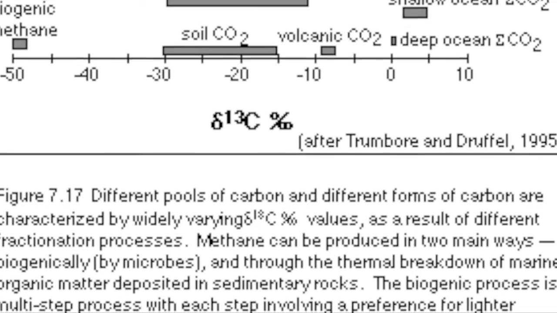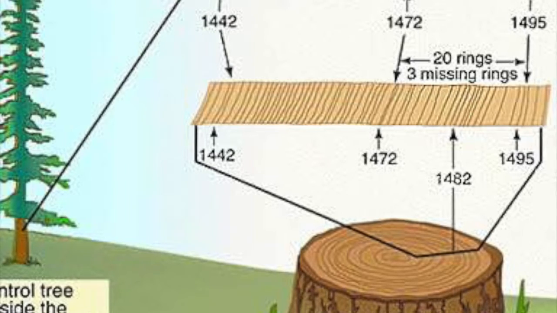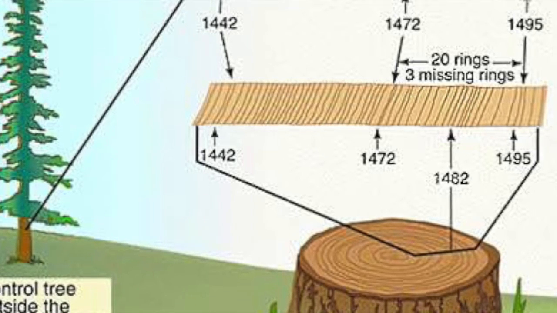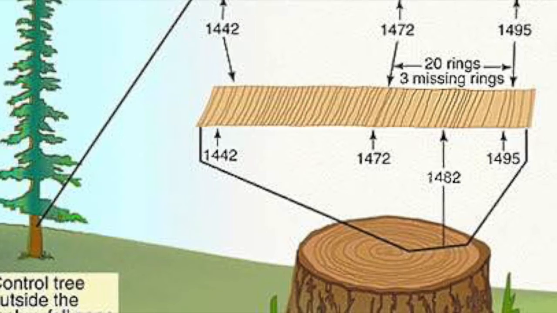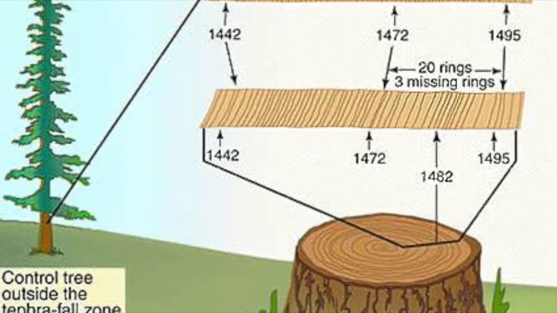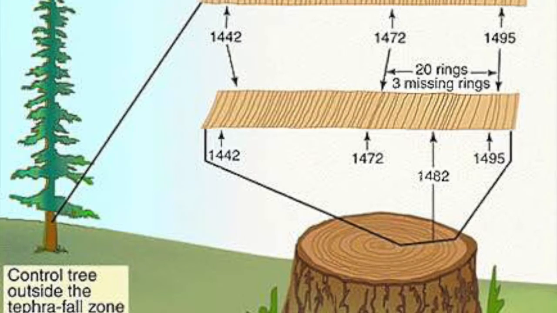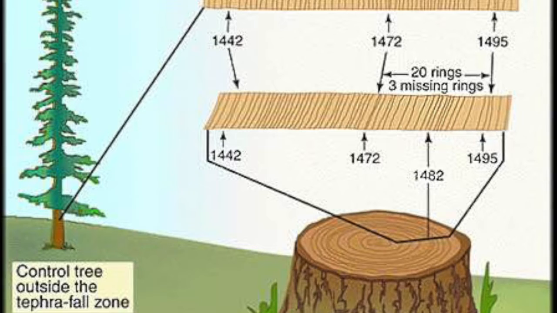With this being said, we can look at past proxies like tree rings to give us an indication of atmospheric radioactivity. So these tree rings indicate that radioactivity has been declining since the Industrial Revolution, and this indicates that the increases in carbon dioxide are due to radiocarbon-dead sources like volcanoes, deep oceans, and fossil fuels.